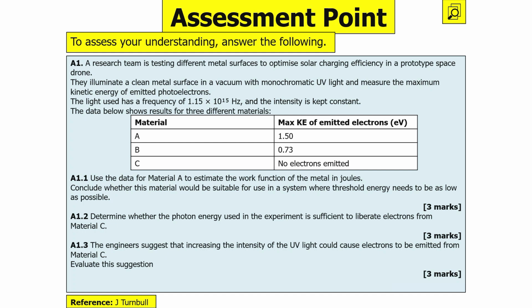Use the data for material A to estimate the work function of the metal in joules. Conclude whether this material will be suitable for use in a system where the threshold energy needs to be as low as possible. Determine whether the photon energy used in the experiment is sufficient to liberate electrons from material C. Then the engineer suggests that the increase in the intensity of the UV light could cause electrons to be emitted from material C. Evaluate this suggestion. So, pause the video now, then unpause the video when you want to go through your answer.